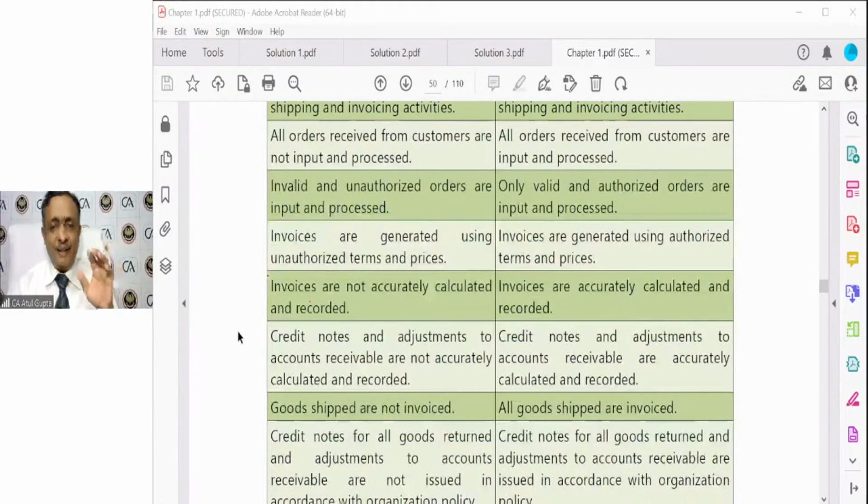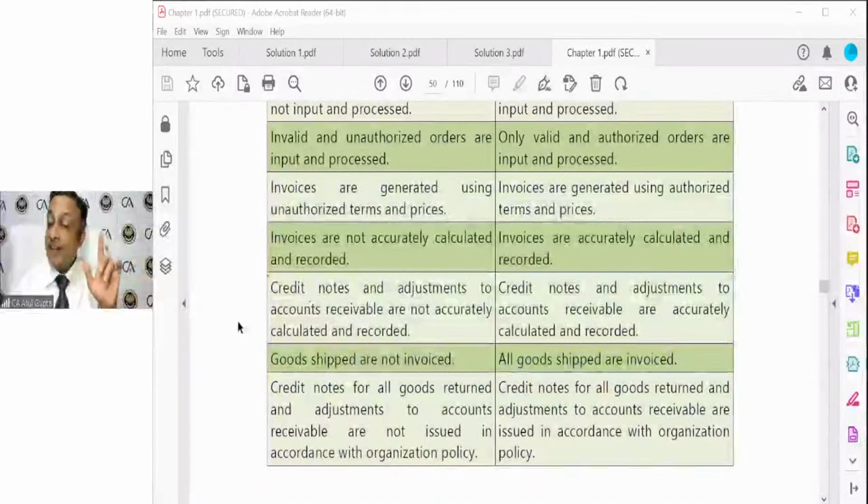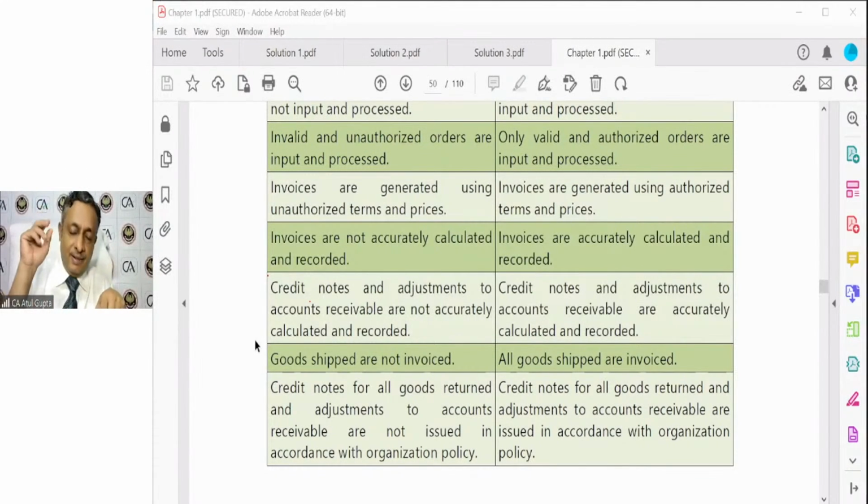Then inaccurate calculation, always must be accurate. Credit note adjustment we have talked about. Goods shipped, this is a fraud. You have shipped the goods, they are not invoiced. In fact, the way accounting systems are now, they have got a separate report: goods shipped yet to be invoiced. Those items which have been sent on delivery challan. So system keeps a tag of it. But again, the risk is a genuine issue. You must keep a tag of it.